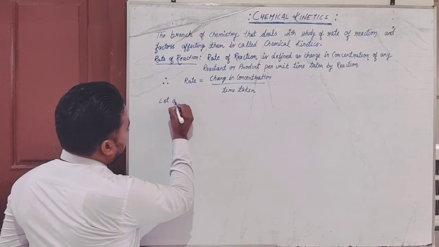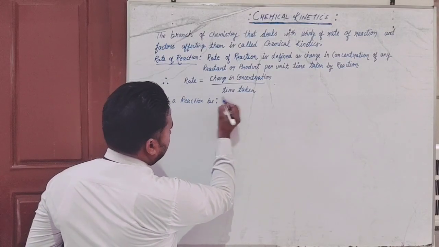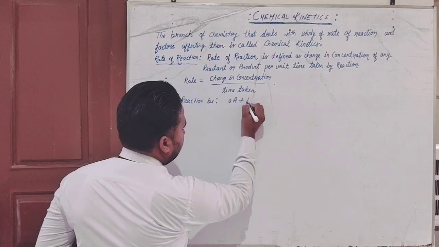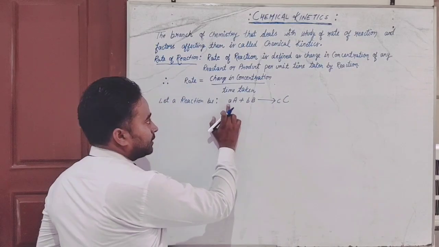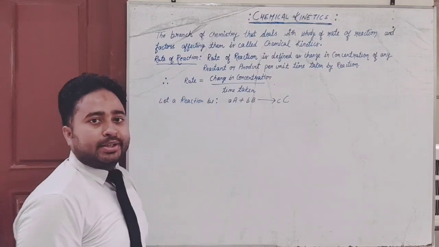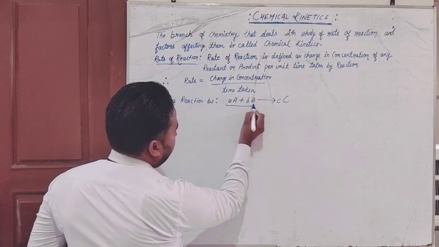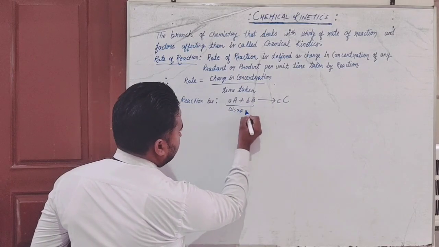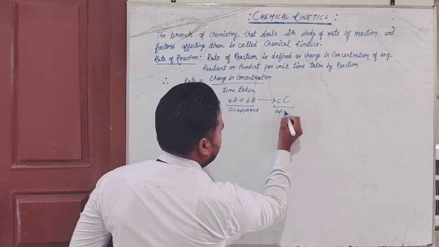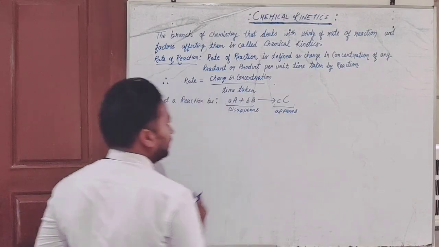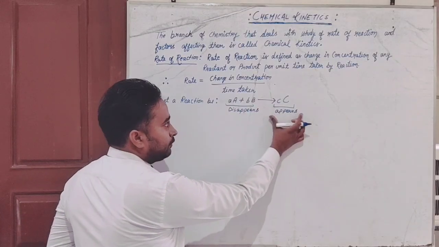Let a reaction be: a moles of reactant A react with b moles of B to form c moles of C. Here small a, small b and small c are stoichiometric coefficients. Thus, if we see that as time passes, A and B disappear while C appears. Thus, rate of disappearance for A and B will be equal to rate of appearance for C.